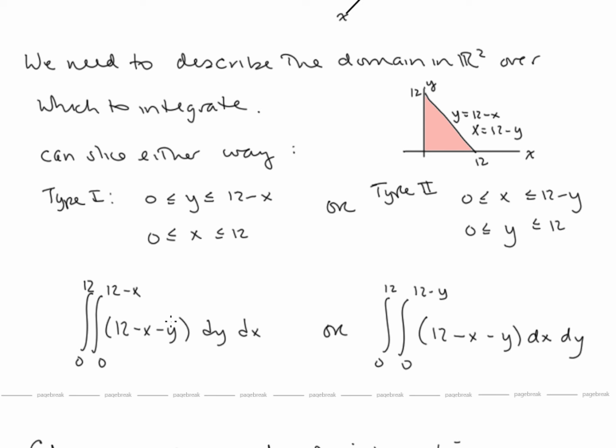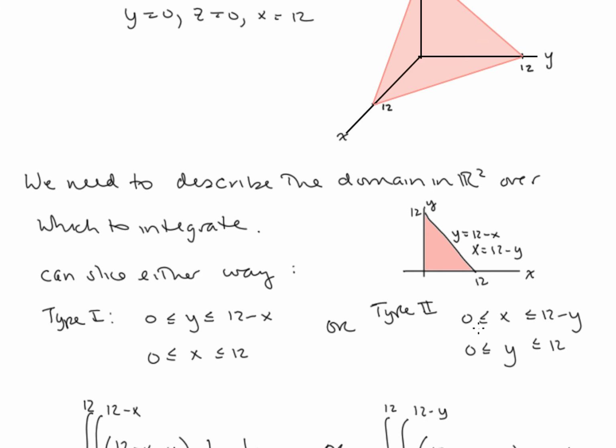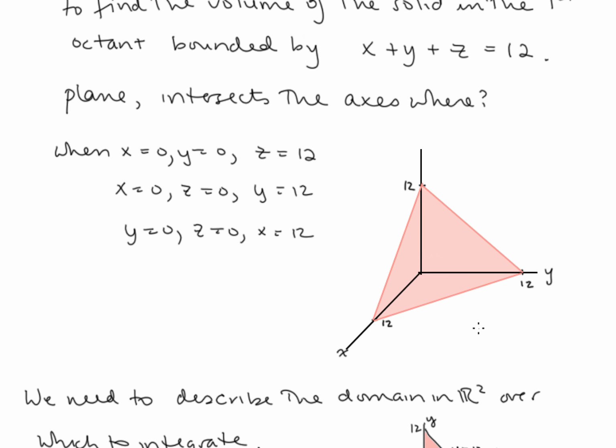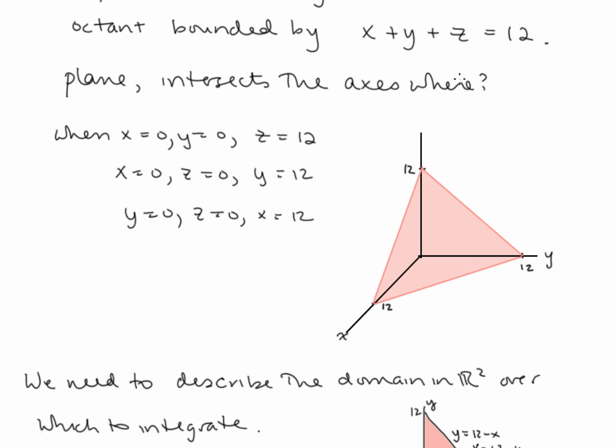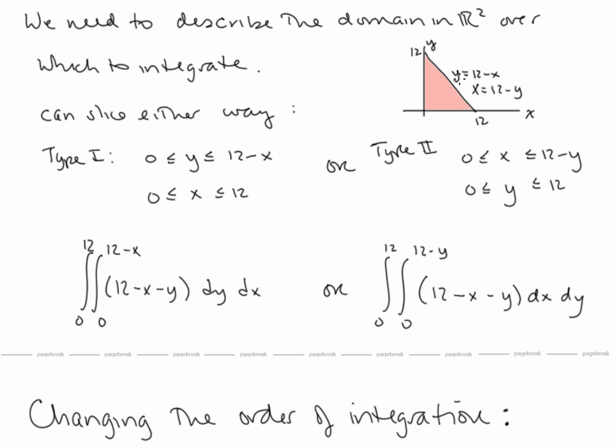Now notice what I have on the inside here, 12 minus x minus y. Where did that come from? Well, the equation for this plane, which is our surface under which we're finding the volume, is x plus y plus z equals 12. So we need to solve this for z and put that function in our integral. And so these are the two integrals that would give us that volume.